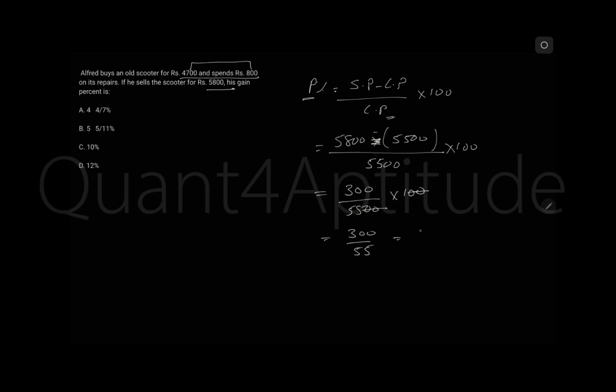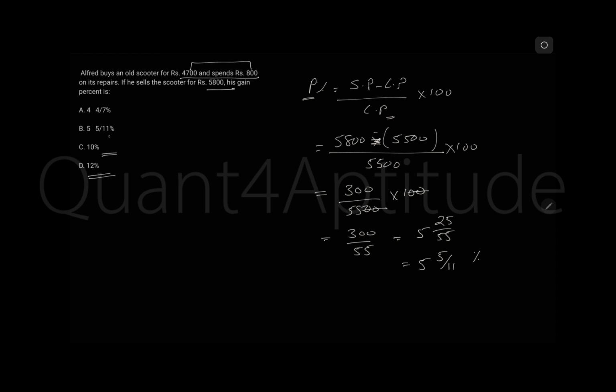If you simplify this further, it's nothing but 300 divided by 55. 55 goes 5 times. What is the remainder? 55 into 5 is 275. Remainder is 25. So it is 5, 25 by 55, which is nothing but, when you further simplify, 5 by 11.